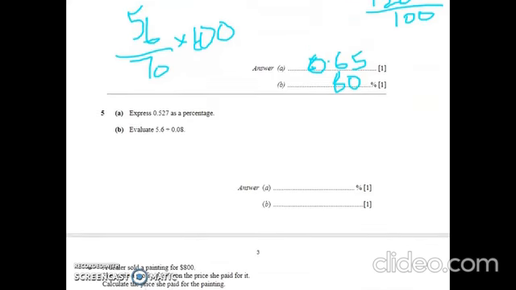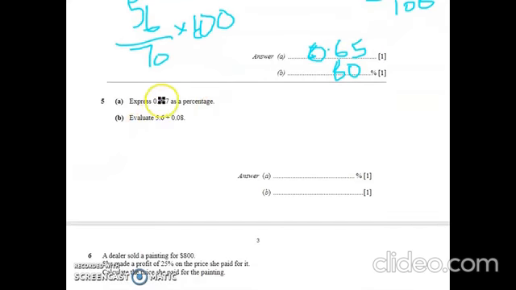Express 0.527 as a percentage. What do you do? You multiply it by 100. Anything you want to express as a percentage, you multiply by 100. So that becomes 52.7%. The decimal moves 2 places forward.